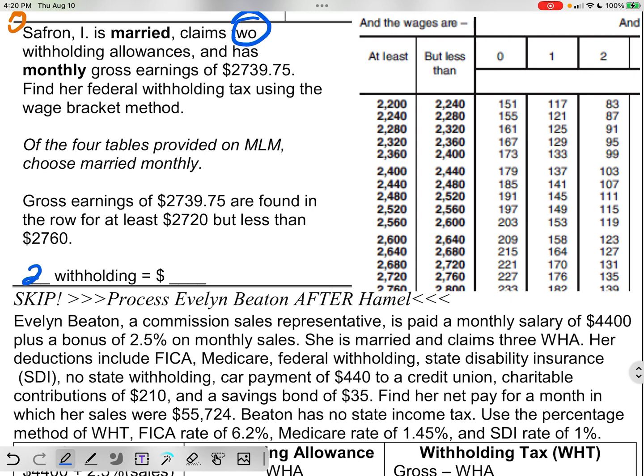Her withholding count was what I just circled. That was 2. And her gross earnings show us where we're supposed to look. When you're looking for that 27 number, it's on this row right here. I took a screenshot of it so we can have an idea of what we're looking for. Our 2 withholdings puts us right here at $135. So they'll withhold $135 from her paycheck.